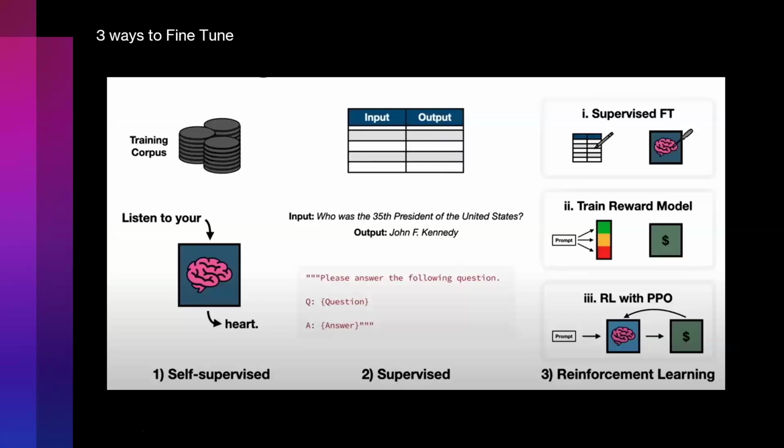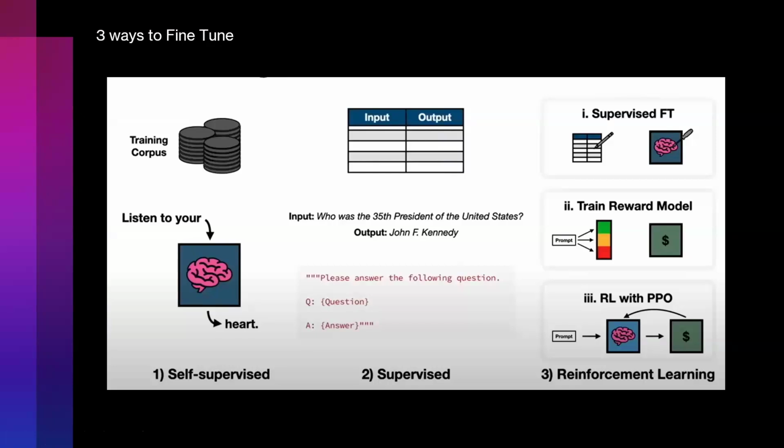So now we have discussed why we have to do fine-tuning. Now we will discuss how we will be doing the fine-tuning. There are actually three types, three ways we have: self-supervised, supervised, and reinforcement learning.